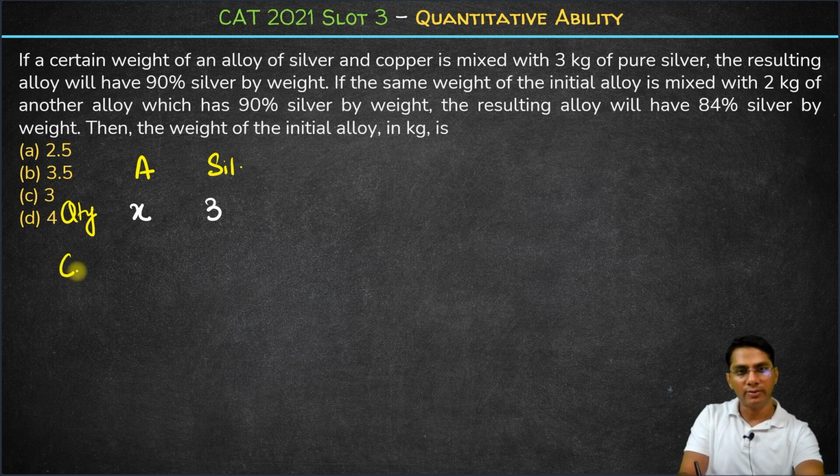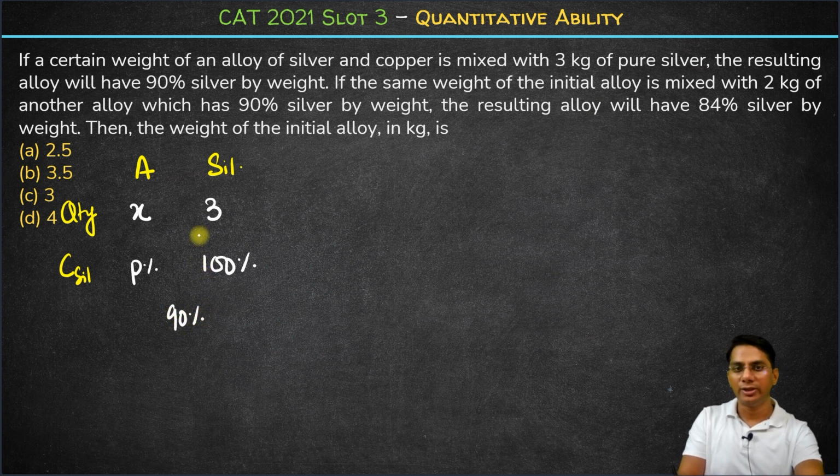And what is the concentration of silver? We don't know that. So let's say the concentration of silver here is P%. And this is mixed with pure silver. So pure silver will have 100% silver. The final alloy will have 90% silver by weight. So finally we'll have 90% silver by weight.